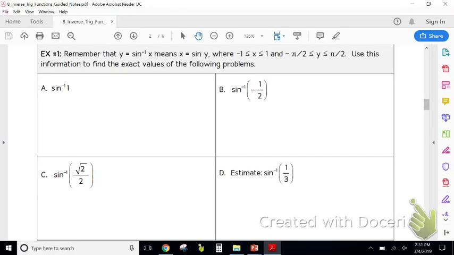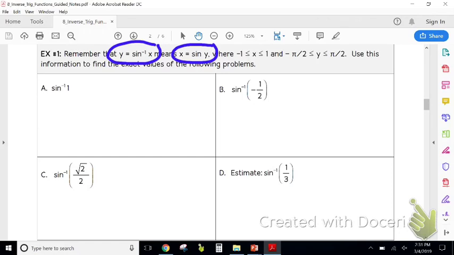All right, so remember that y equals the inverse sine of x means that x is equal to sine of y. So notice here where we had x and y, when we use the inverse, the inverse of the inverse is the original, okay? When we use the inverse there, the x and y switched. And we're actually going to do that when we go to work these.